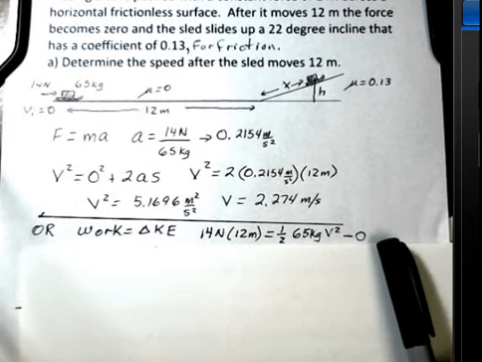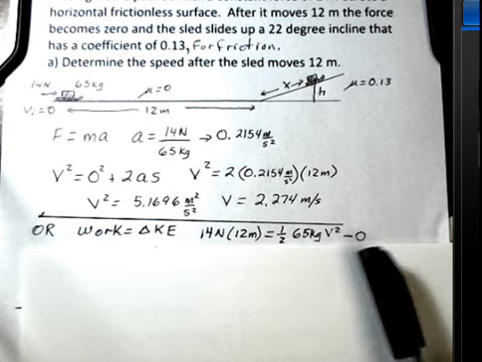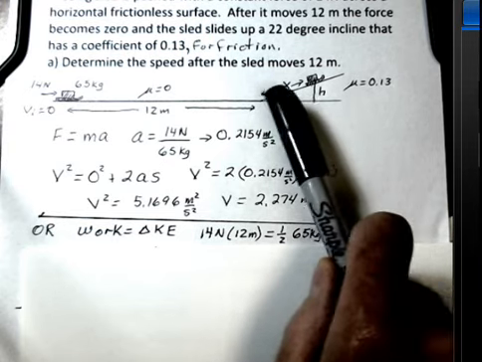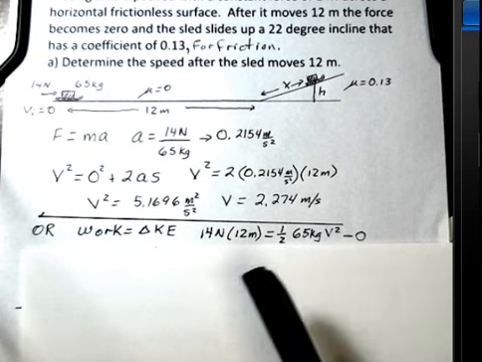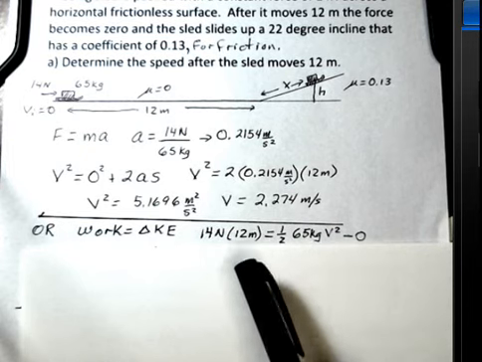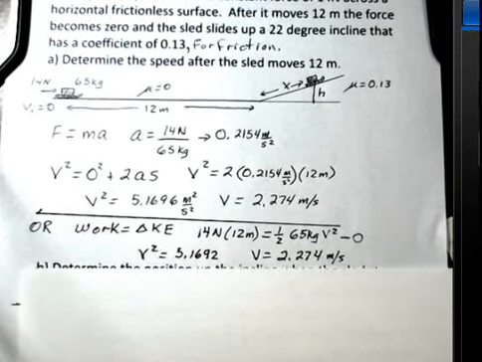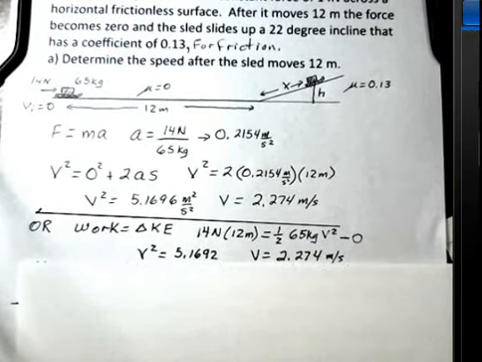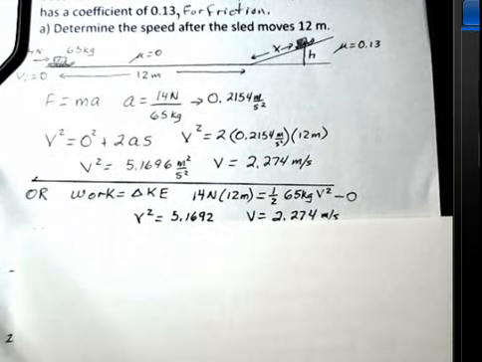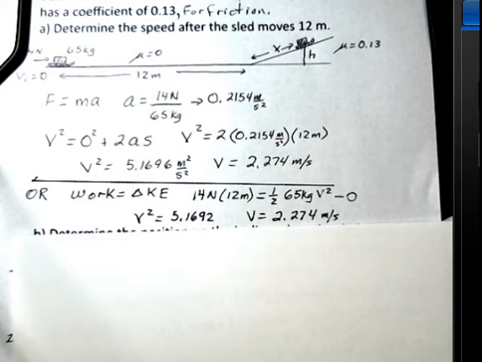Again, this is along the 12-meter stretch before we reach the plane. In this part A, there's nothing involving the change in potential energy. So we have the work done, 14 times 12. We have the kinetic energy, 1/2 times the mass that's known, times v squared. And not too surprisingly, we get the same result. For our speed, the speed is 2.274 meters per second, directed off to the right would be our velocity.